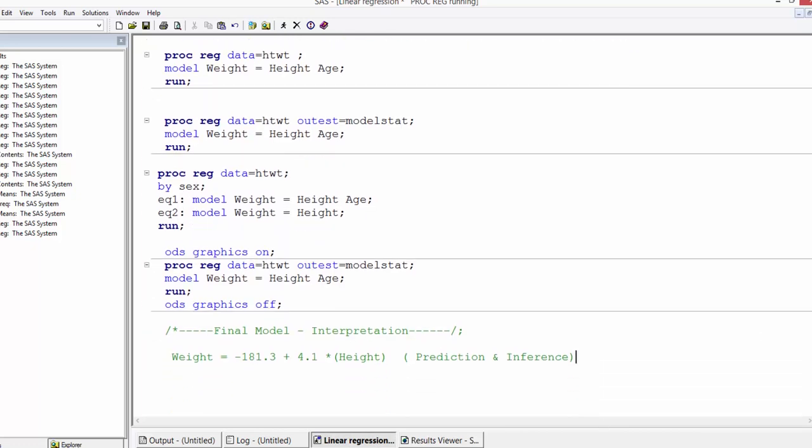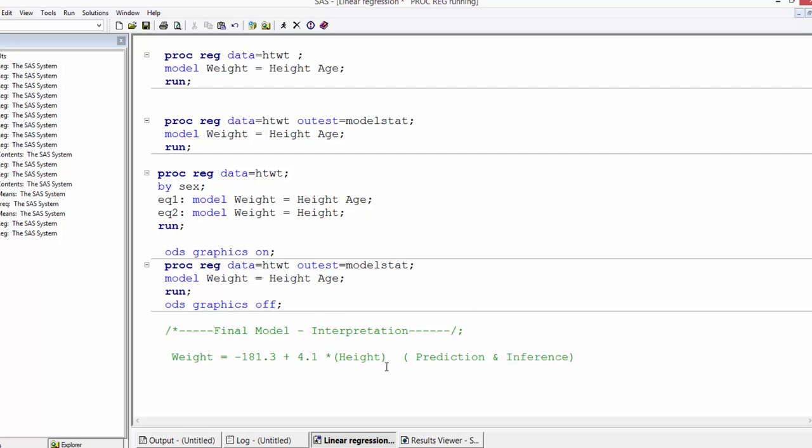So the one that we have built here, weight equal to minus 181.3 plus 4.1 multiplied by height, can be used for both prediction and inference. Prediction is nothing but predicting the value of your dependent variable given your independent variable, whereas inference is trying to find out the relationship between variables.